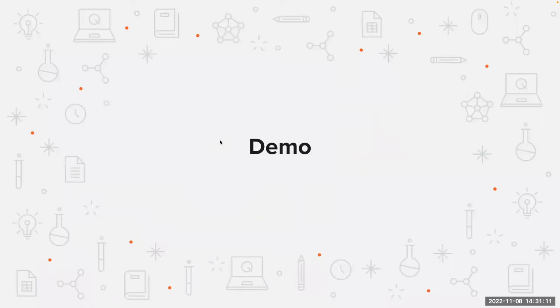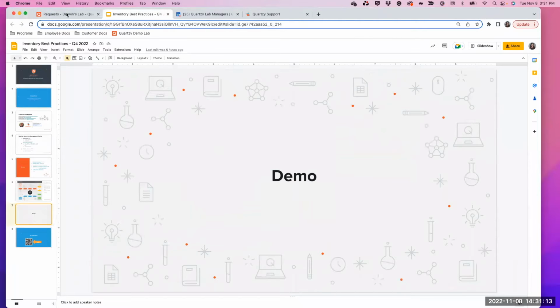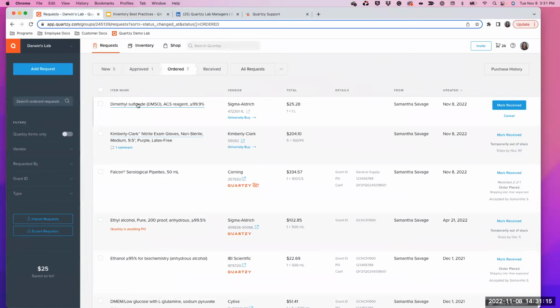All right, I'm going to jump into a live demo. We're going to start with the request module. So I just want to orient you. The request module is indicated here. We're in that with this orange line here. And this is your digital shopping list. So I'm going to show you how we push information into the inventory from the request module.